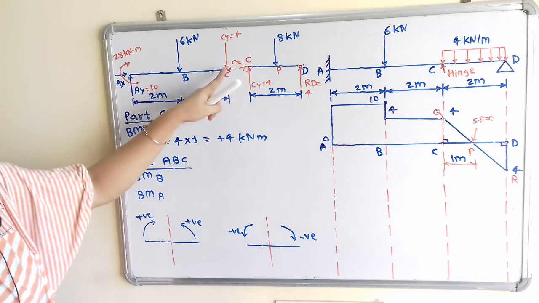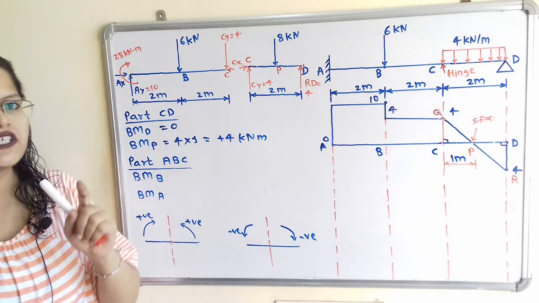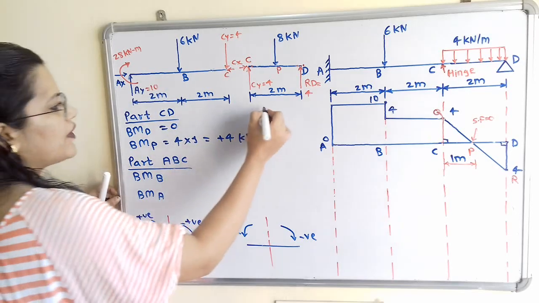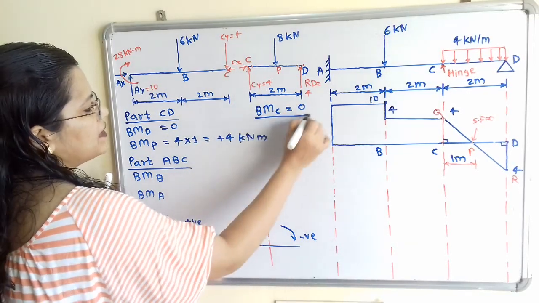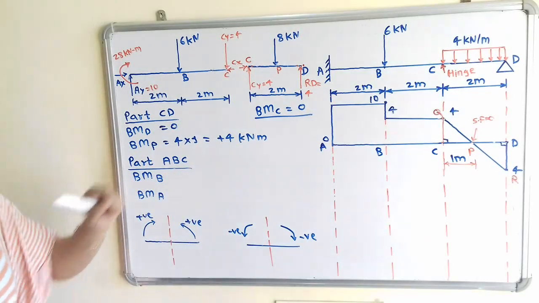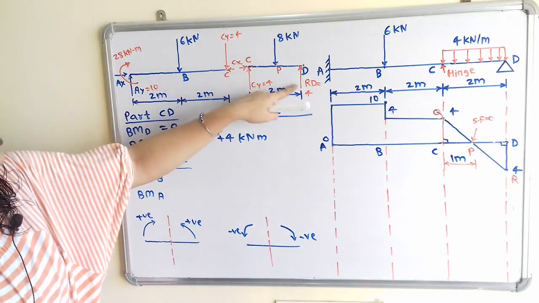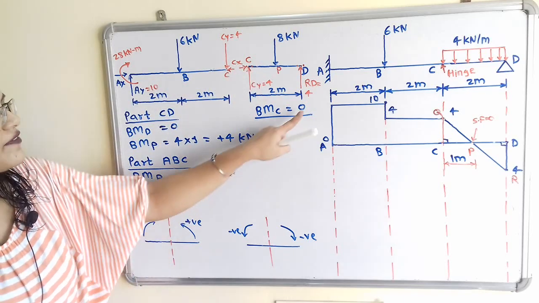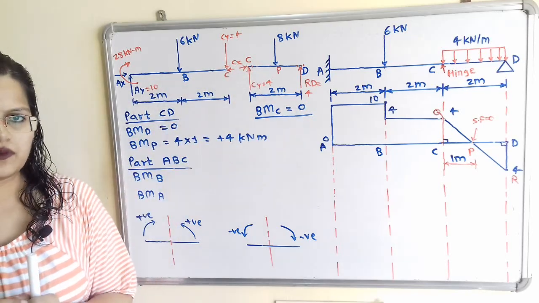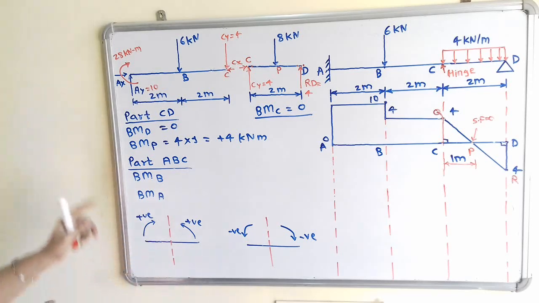Now what about the point C? So at point C, hinge is provided. So when hinge is provided, then at the point of hinge, bending moment is always equal to 0. So when we calculate the summation of moment of these two forces about point C, then calculated value is also equal to 0. Now we will move to the next point.